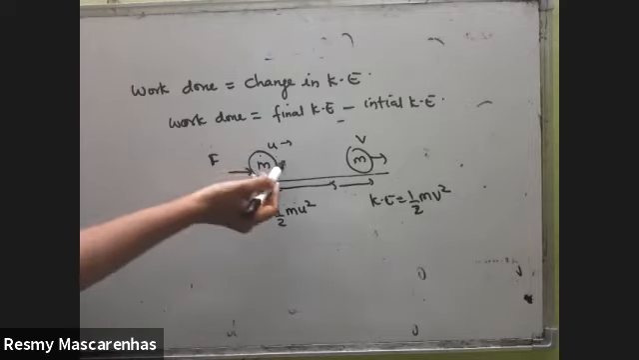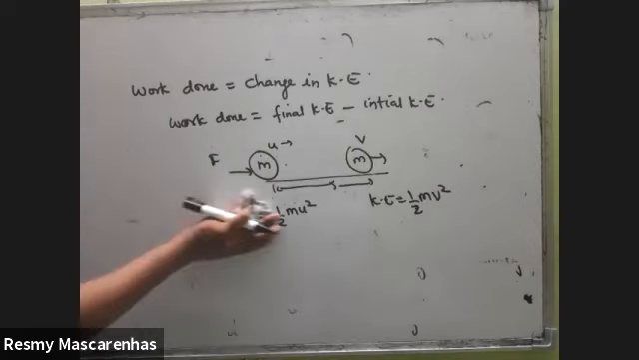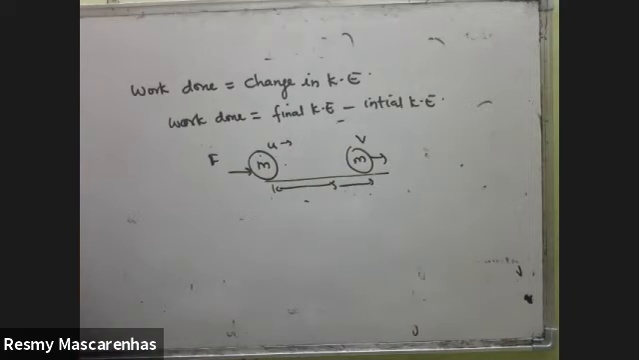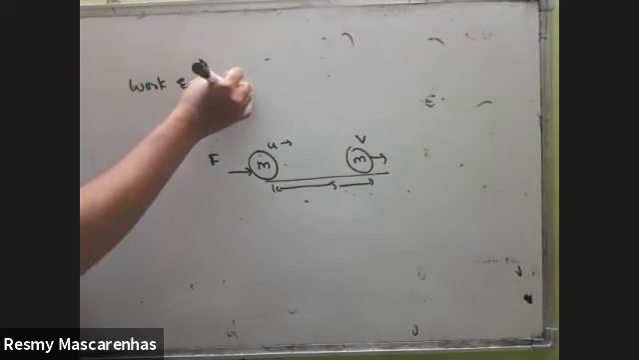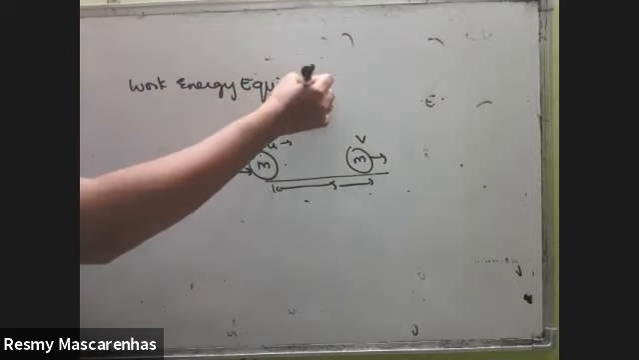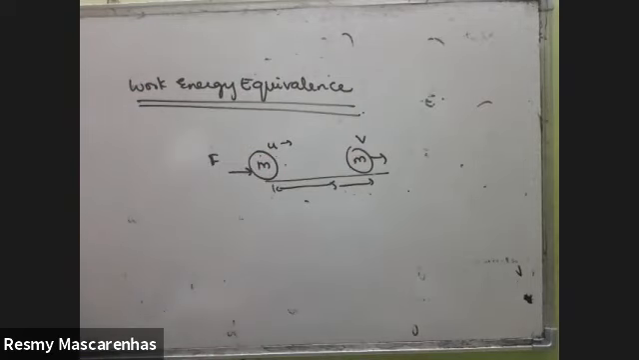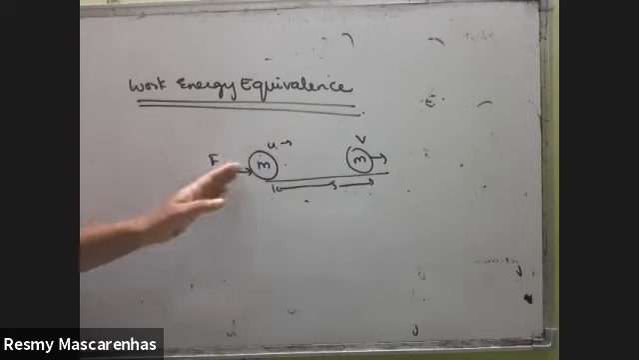So this diagram only you can draw. The derivation, I'll write the topic first: work energy equivalence. It would be like the diagram. The textbook might not give you the diagram, but it is only for understanding: there is a body moving at velocity u, then a force is applied, and then the velocity is v.